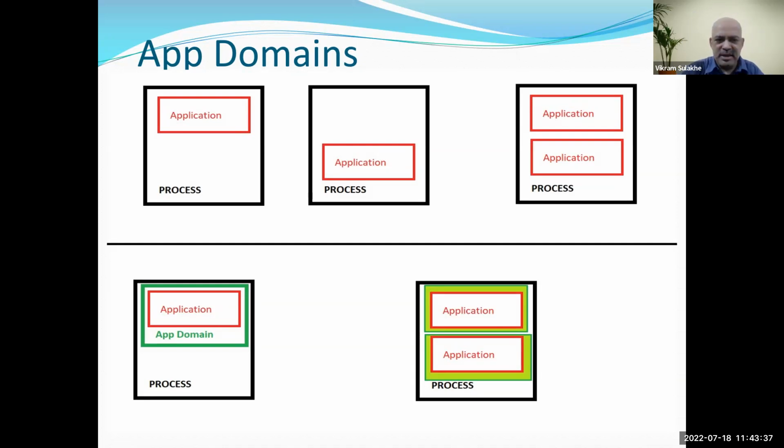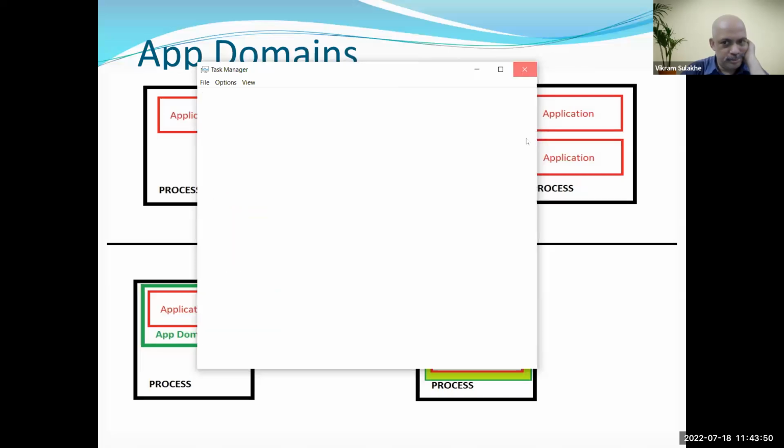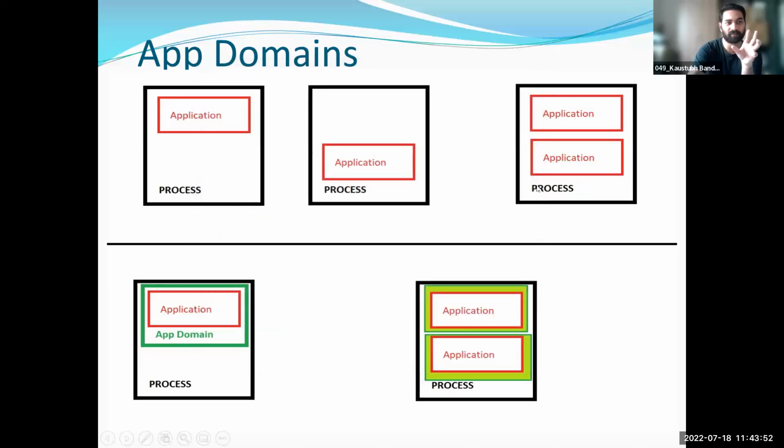The process that I showed you was here. All of these are processes. All of these are processes. Right? See this. Sir, so basically process space means memory, RAM? Yes. Okay, sir.